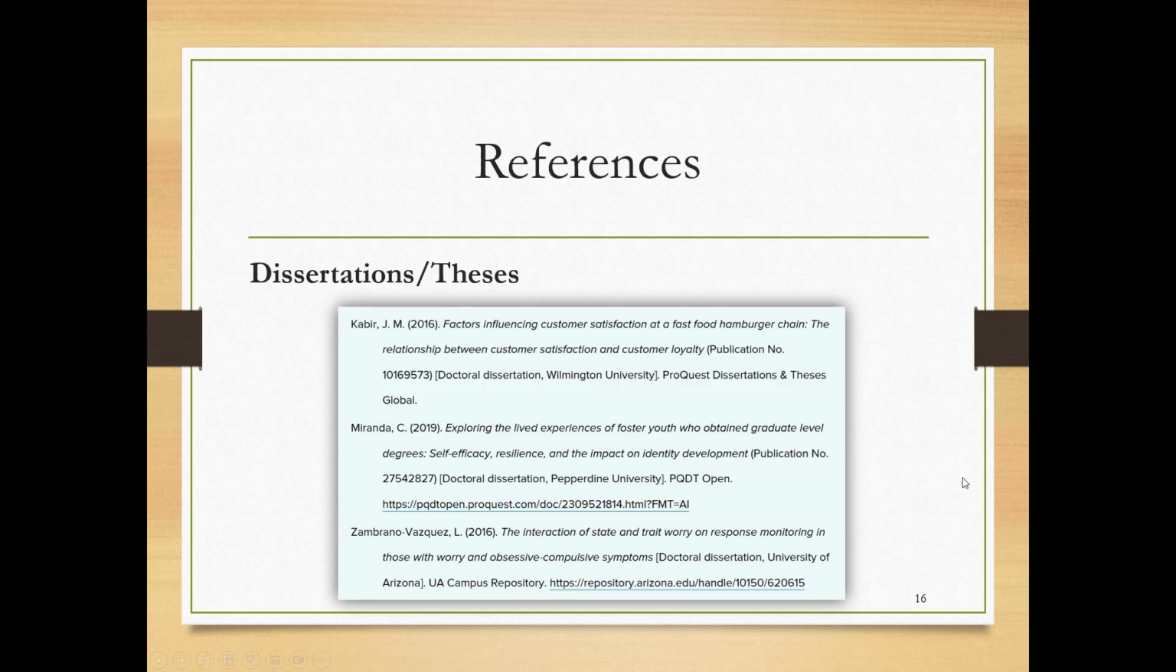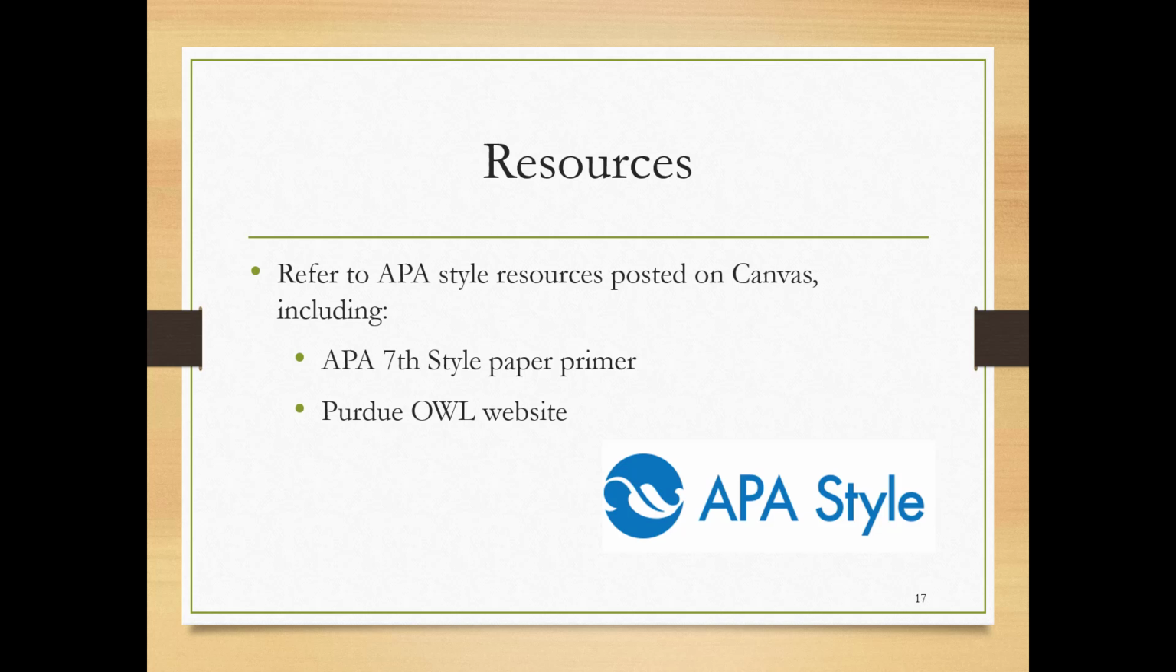Here are some examples of dissertations and theses as they're listed in the reference list. I would encourage you to take a look at these examples and think about what matches best to the resource that you want to cite, and then follow the conventions shown here. I would also encourage you in all of these cases to refer to the APA-style resources posted on Canvas, because they will have a lot of useful information and examples for you. If you have any questions, feel free to ask. We're happy to help as well.